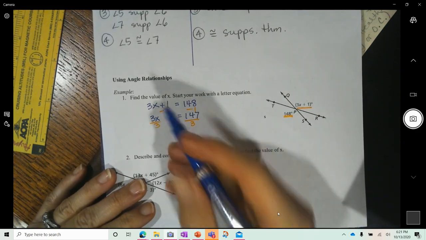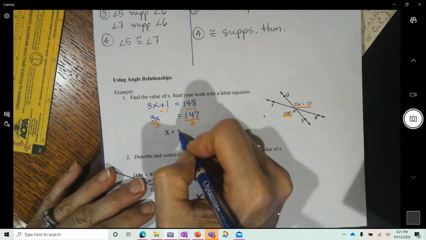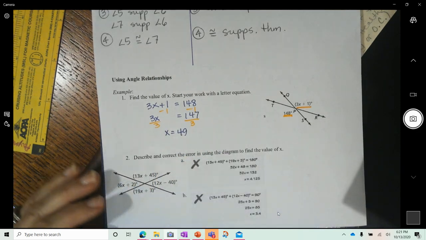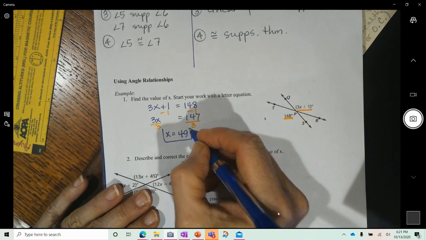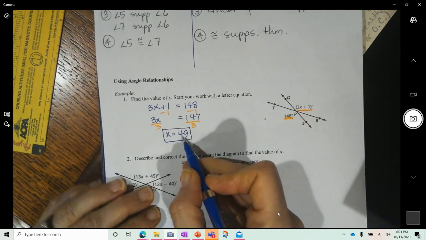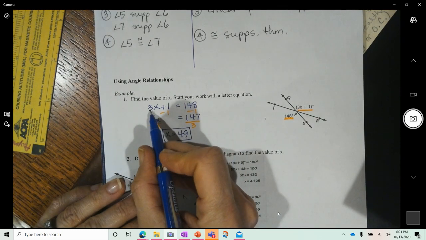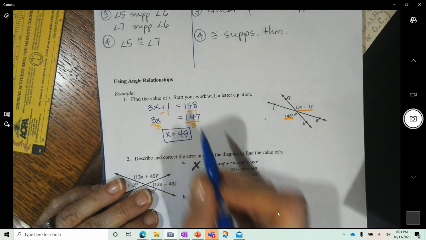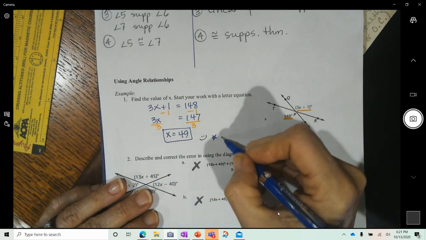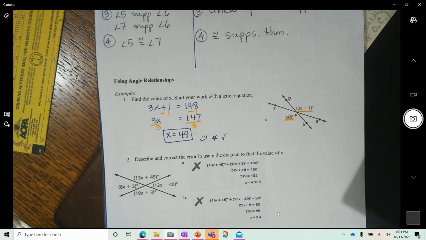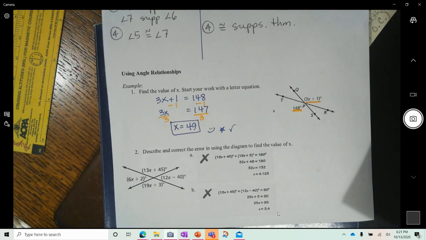Sorry about that beeping. And so x is 49. Find the value of x: x equals 49. If you want to check it, just pop that 49 right in there. 3 times 49 plus 1 should give you 148. Whenever I check it, I always give myself some kind of happiness mark. Yay.